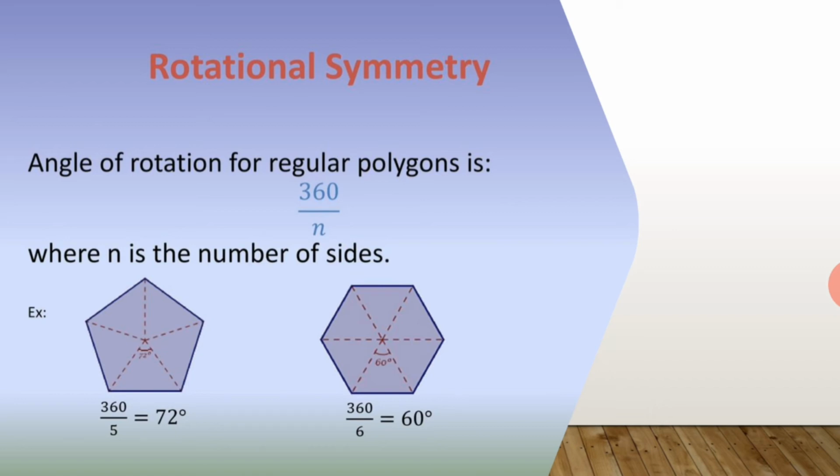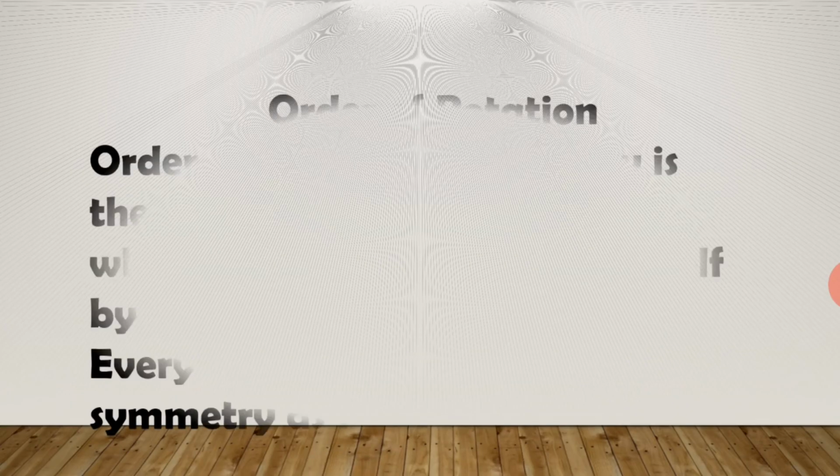This 72 degrees is the smallest angle through which the figure rotates so that it coincides with the original image. What about a hexagon? It has 6 sides. So, 360 by 6 gives an angle of 60 degrees. This 60 degrees is the smallest angle through which the hexagon rotates to coincide with the original image. Clear? So, this is all about the angle of rotation.